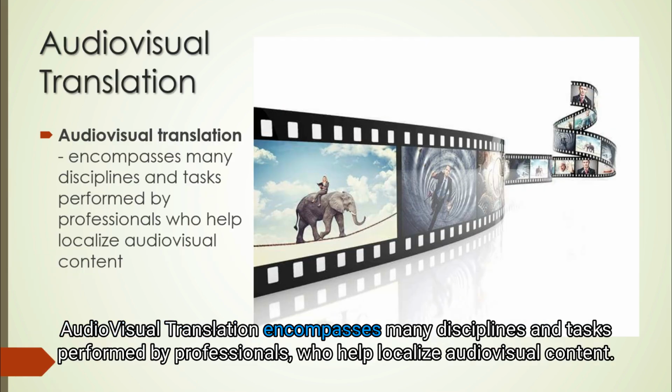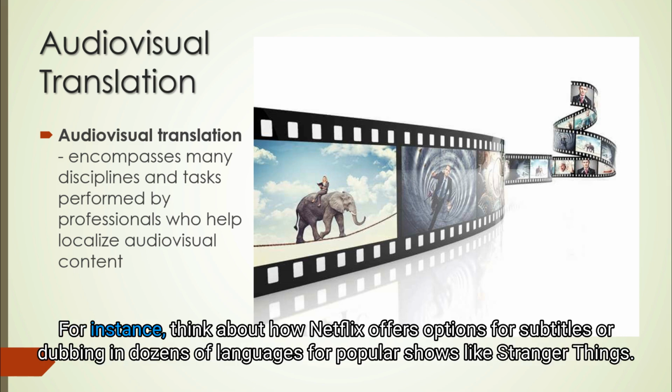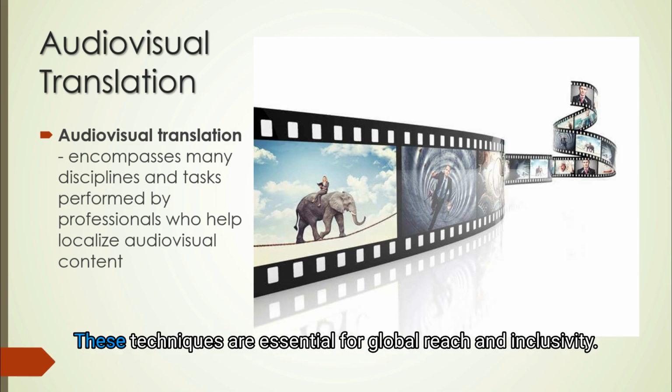Audiovisual translation encompasses many disciplines and tasks performed by professionals who help localize audiovisual content. AVT is a critical part of adapting content for international audiences, and it covers subtitles, dubbing, audio descriptions, and much more. For instance, think about how Netflix offers options for subtitles or dubbing in dozens of languages for popular shows like Stranger Things. These techniques are essential for global reach and inclusivity.